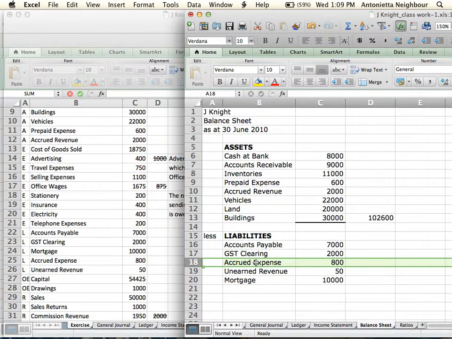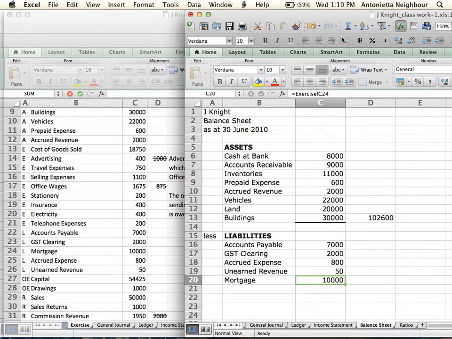Accounts payable, then GST, accrued expenses, unearned revenue. Again, if you get them round the other way, that's fine. A loan would be before mortgage, and mortgage would generally always be last. What would appear above accounts payable if you had this account? It would be bank overdraft.